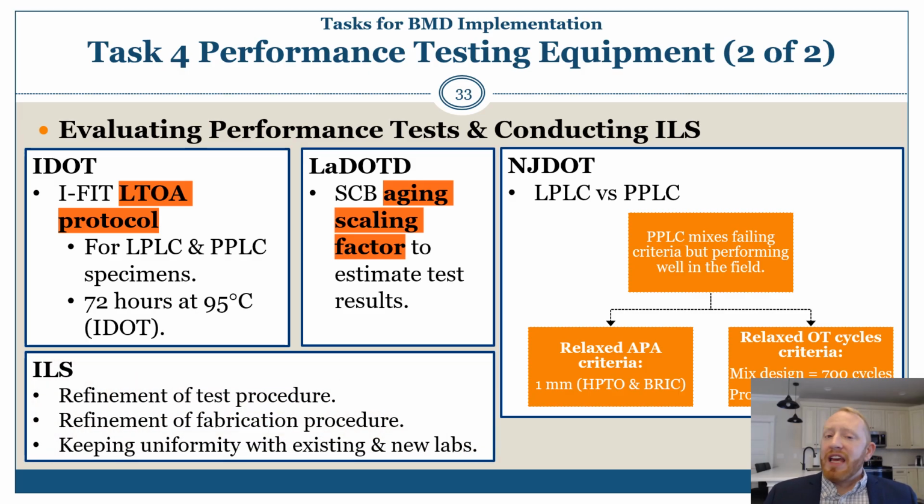And then finally, interlaboratory studies was common to everyone we've talked to as a really successful practice. Just like any other test that we try and put into practice, it helps to refine the test procedure, drive out variabilities, refine not only test procedure but fabrication, which has just as much or more testing variability impact, and then keeping uniform. We want everybody to be running the test the same way with new and existing labs.